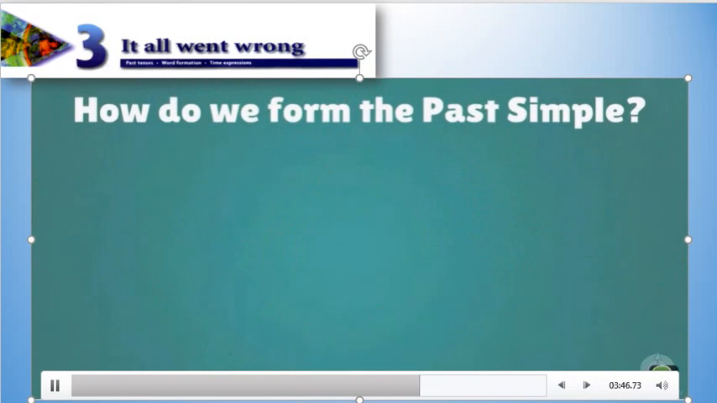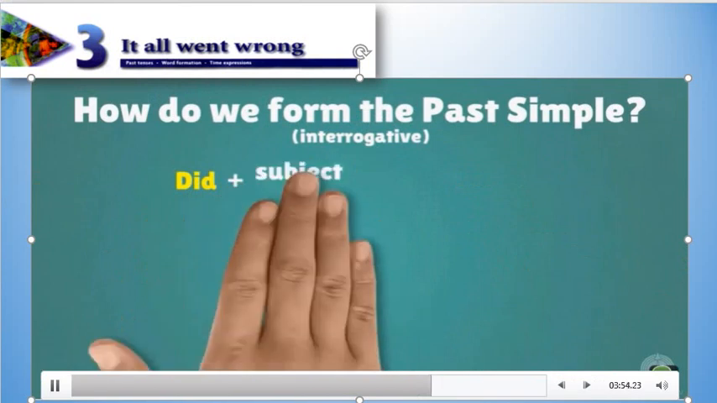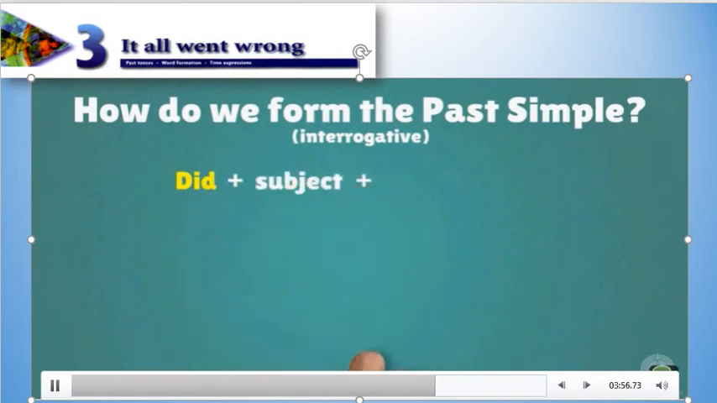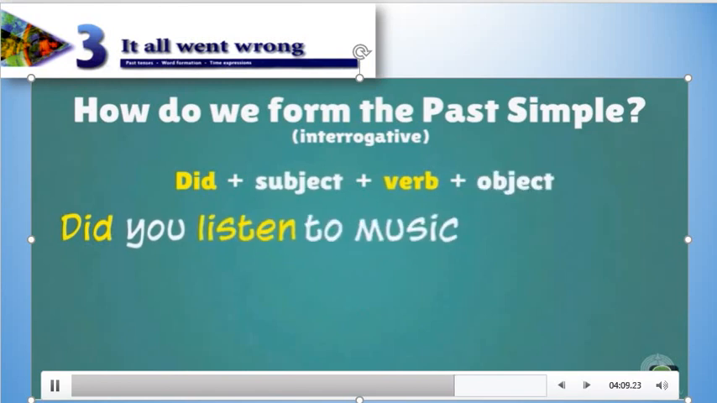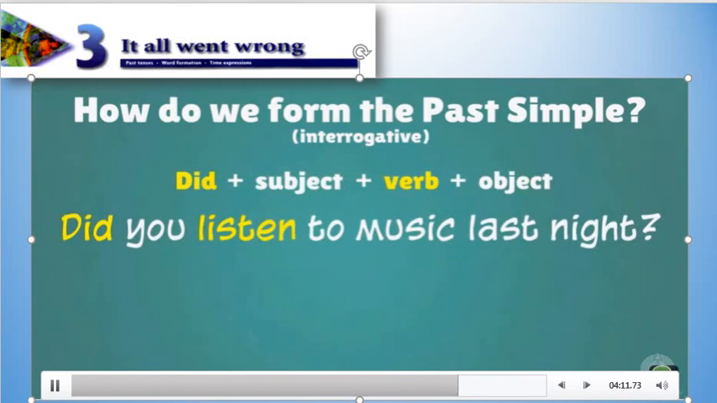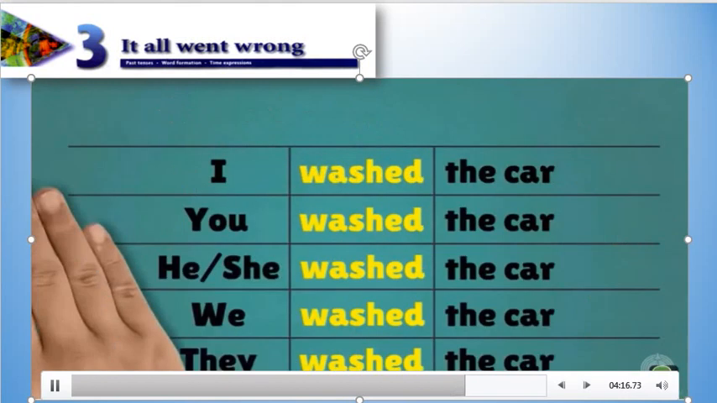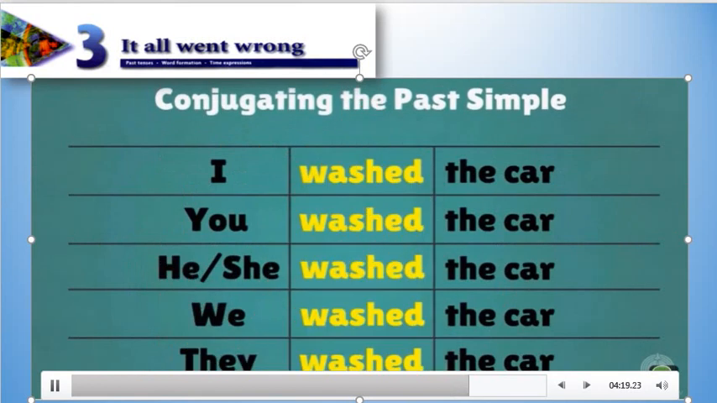How do we form the past simple? Interrogative. Did plus subject plus verb plus object. Did you listen to music last night? Conjugating the past simple. Interrogative.